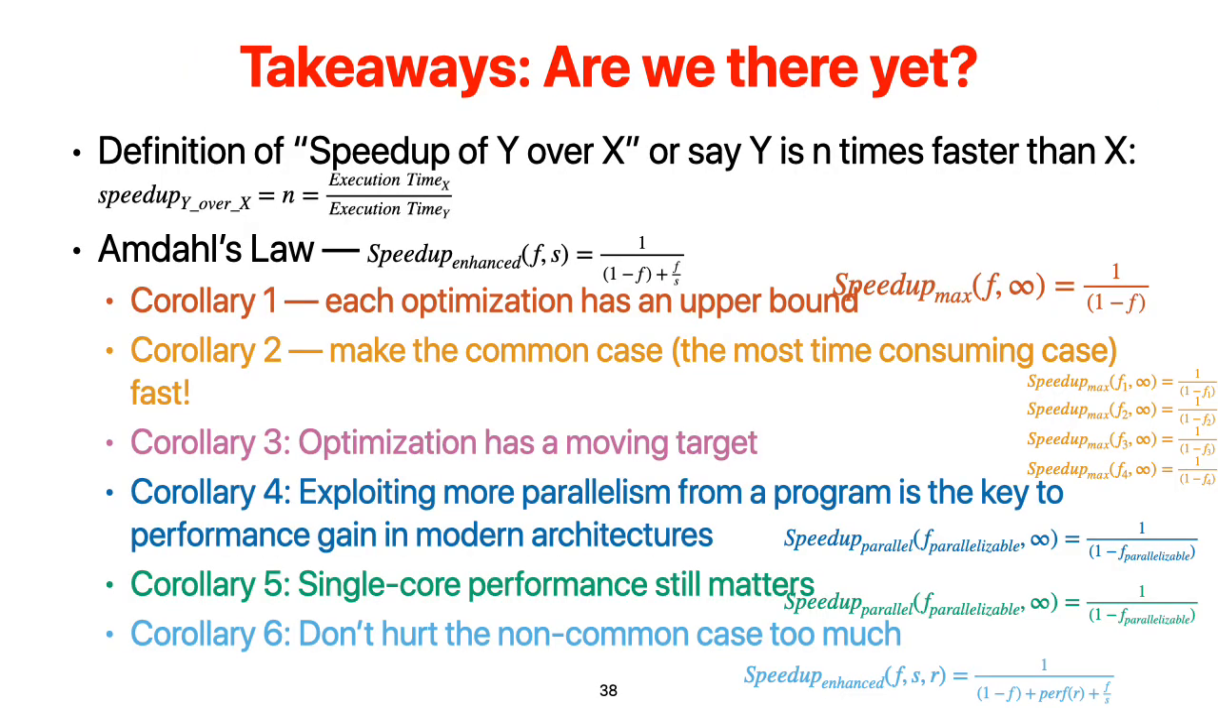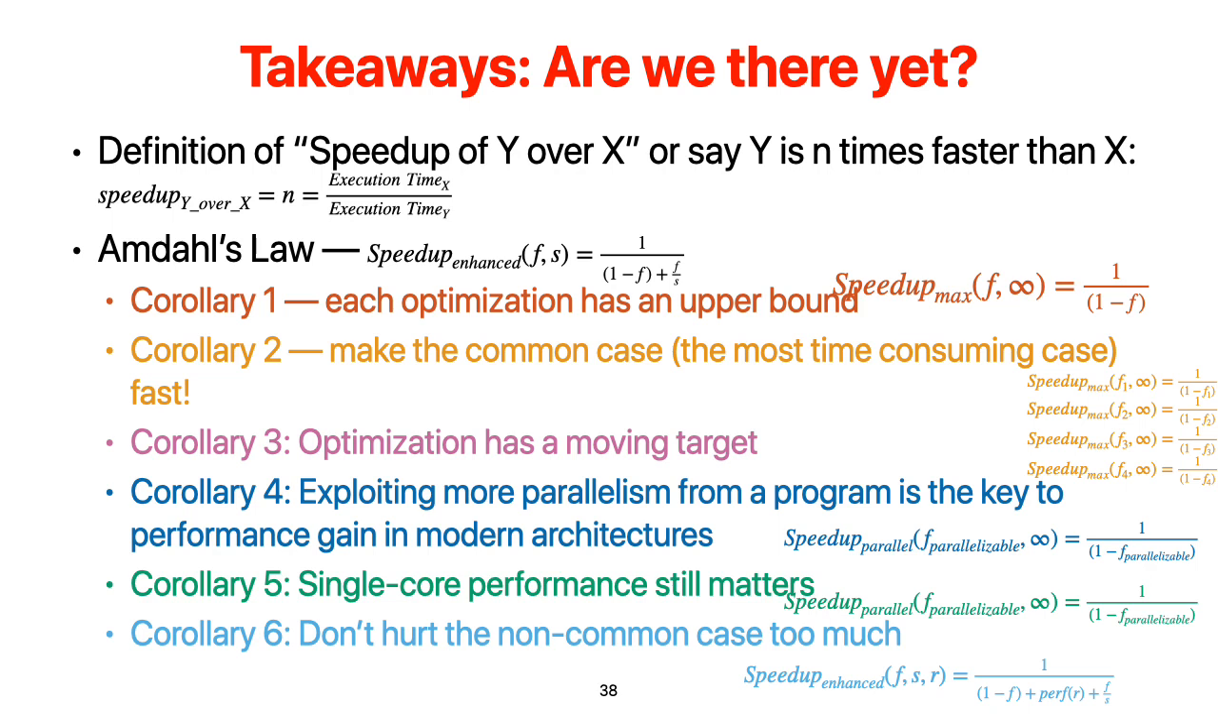So in summary, when we talk about speedup in computer architecture, there's only one definition: execution time X over execution time Y. Amdahl's law is another representation of that. Using this representation, we can get six different corollaries. First, each optimization has an upper bound, and that upper bound is defined by 1 over 1 minus f.